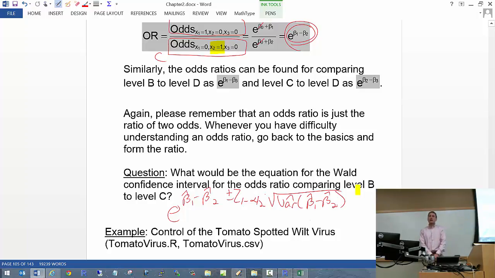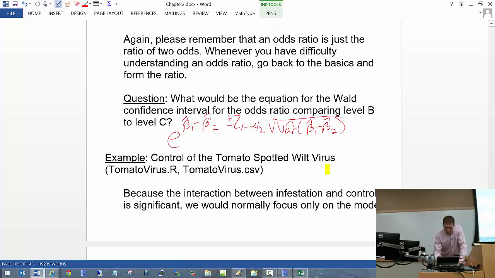So how would you find that estimated variance? Yeah, go to the variance covariance matrix. I guess it doesn't hurt to write it out. So I'm going to highlight this portion there, draw an arrow. That's equal to the variance of beta hat 1, then what?